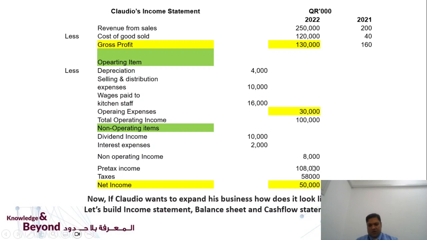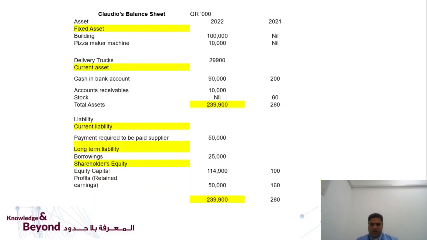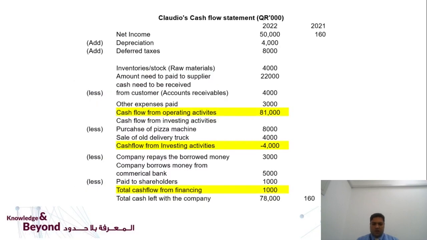This 1,88,000 is basically what we call the earnings before taxes. Okay, and if you see here, the 50,000 is directly going into the balance sheet. That's what you see here, right? Here you see 50,000 and here you see 160, which means the profits have gone to the balance sheet.